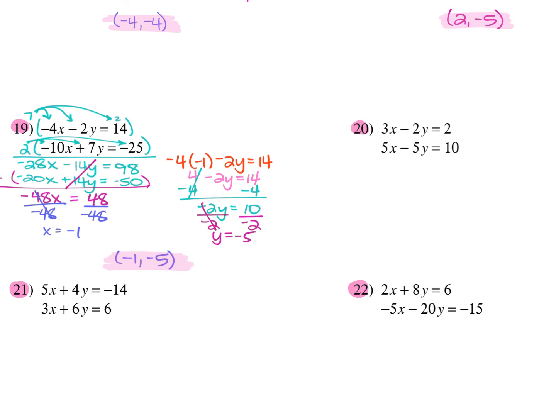Between the 3 and the 5, what's your least common multiple? 15. Between the 2 and the 5, what's your least common multiple? 10. Would you rather work with the 15 or the 10? 10. Okay. So 2 times, or negative 2 times what is going to give you 10?